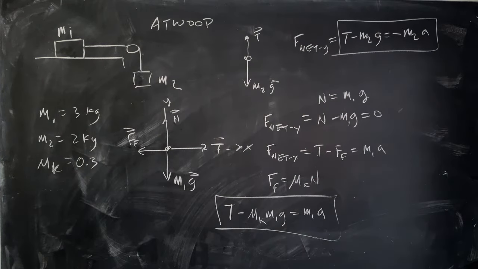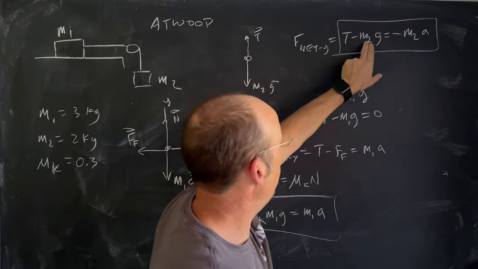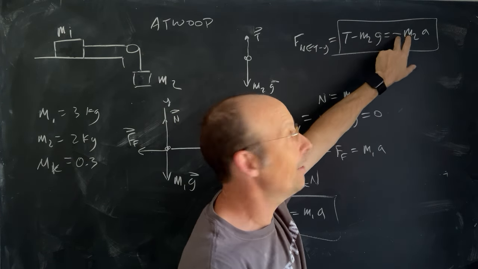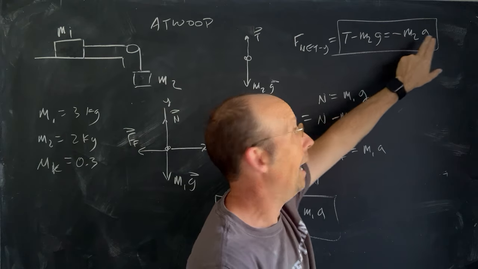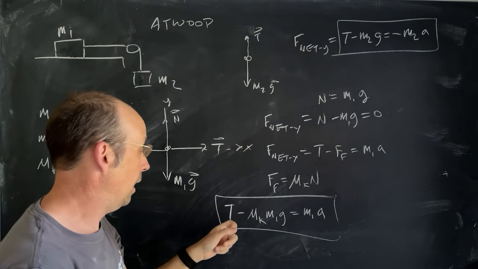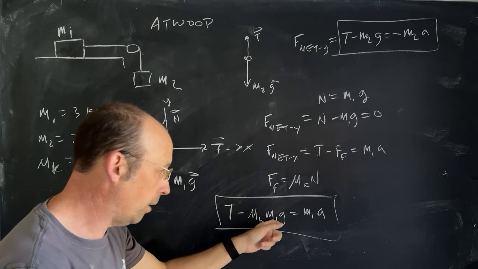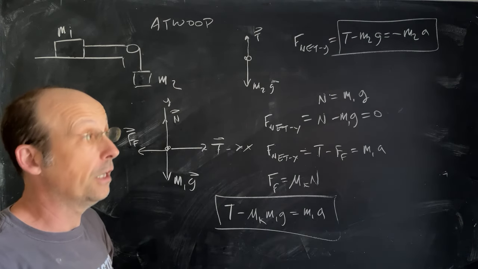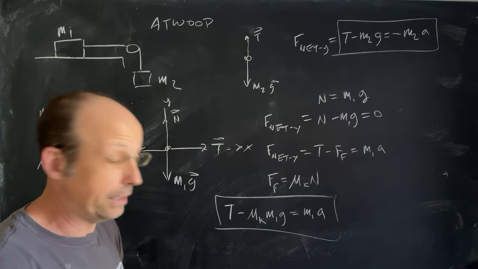There's an equation. And so I don't know t, I know m2, I know g, I know the negative sign, -1, I know m2, I don't know a. So this has two variables I don't know. I don't know t, I know mu, I know m1, I know g, I know m1, I don't know a. So this also has two unknowns. So I have two equations, two unknowns, I just need to solve that.